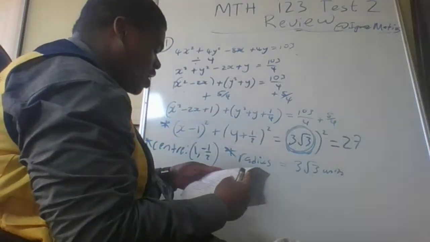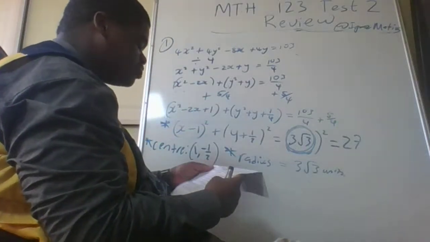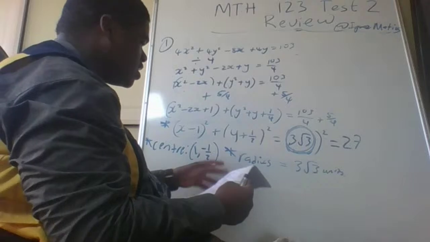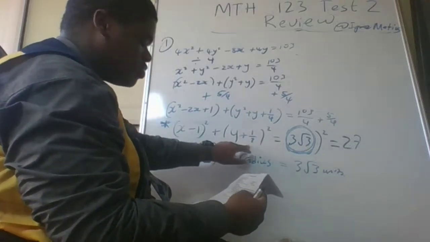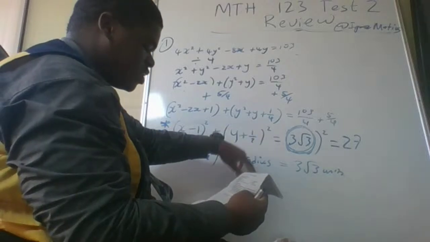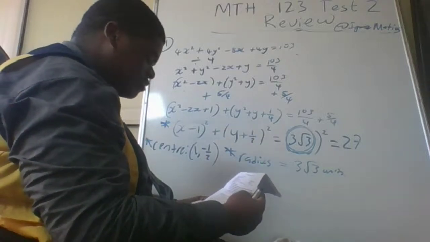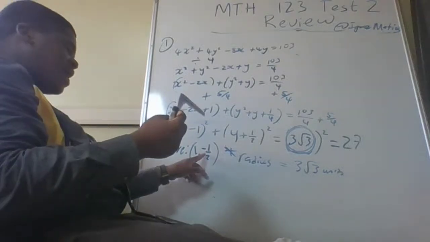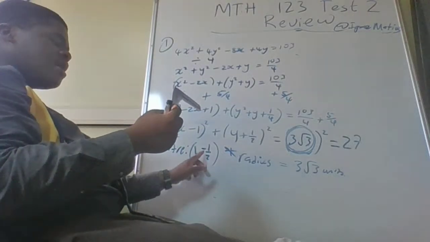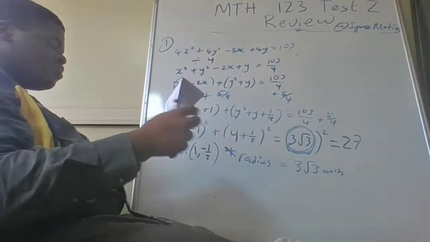Option A is wrong, because if you look at this term, you have y plus 1 whole squared, which is wrong. It's supposed to be y plus half whole squared. Let's go to option B. Option B is wrong because of the center. The center has (1, half). It's supposed to be (1, minus 1 over 2). So option B is wrong.